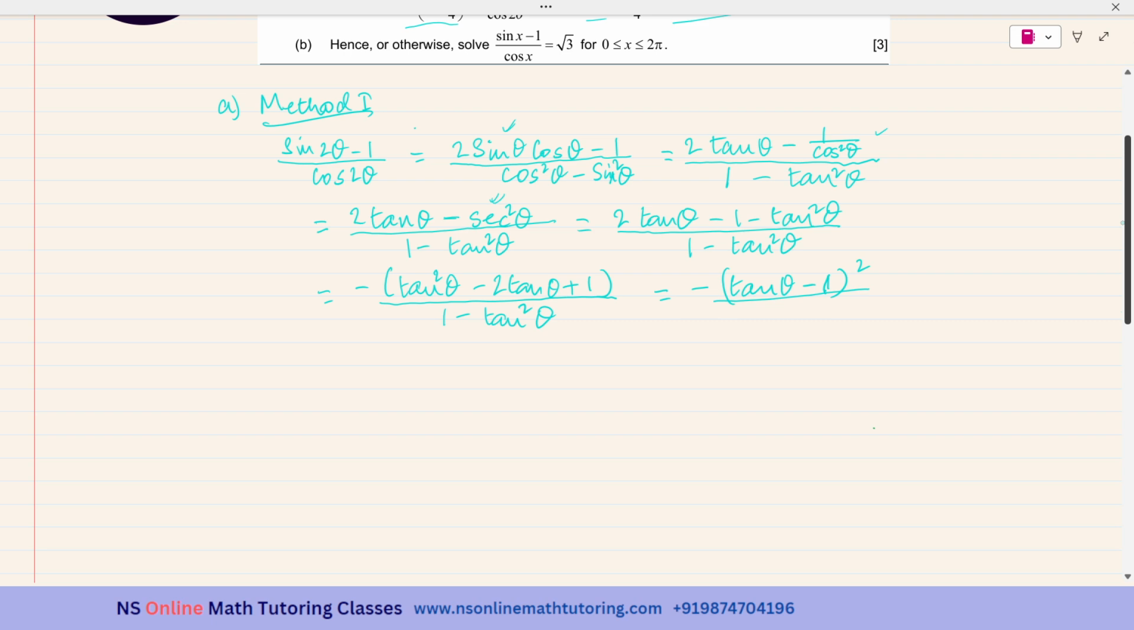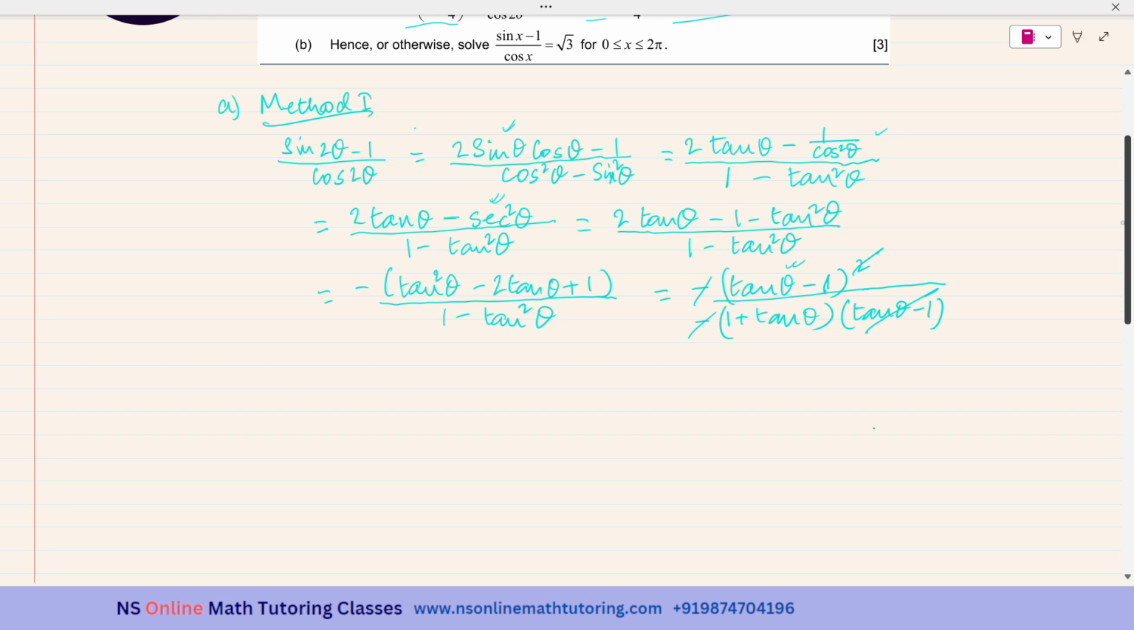And this will be 1 plus tan theta and 1 minus tan theta. But I'm having tan theta minus 1, so let me write 1 minus tan theta as negative of tan theta minus 1, because I want to cancel this tan theta minus 1 of the numerator with the tan theta minus 1 of the denominator. So these two will be getting cancelled and you can cancel these two minus signs as well.